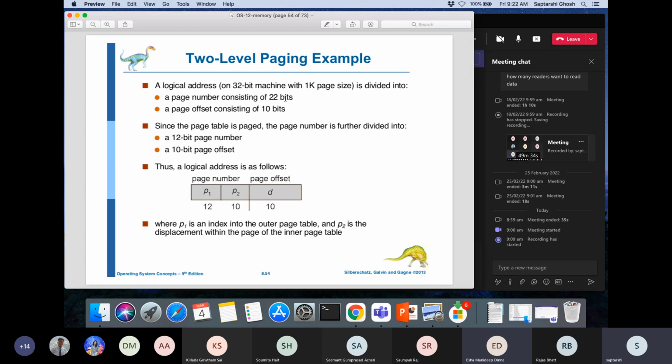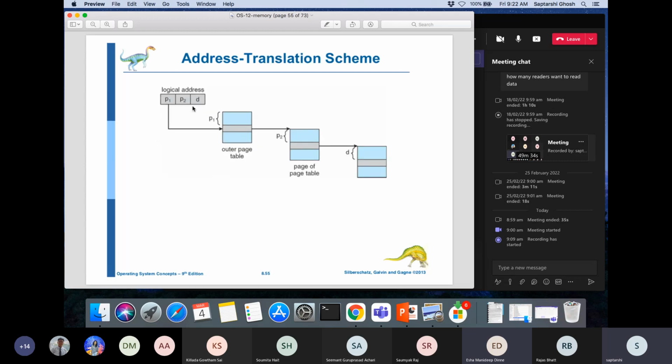But now there is a difference. We are paging the page table. That means we now have two levels of page tables. So now this 22-bit page number will be further divided into a 12-bit page number and a 10-bit page offset. Looks like this. Essentially, P1, P2, and D, let's say. P1 is an index into the outer page table, and P2 is the displacement within the page of the inner page table. Right? So let's see what's going on.